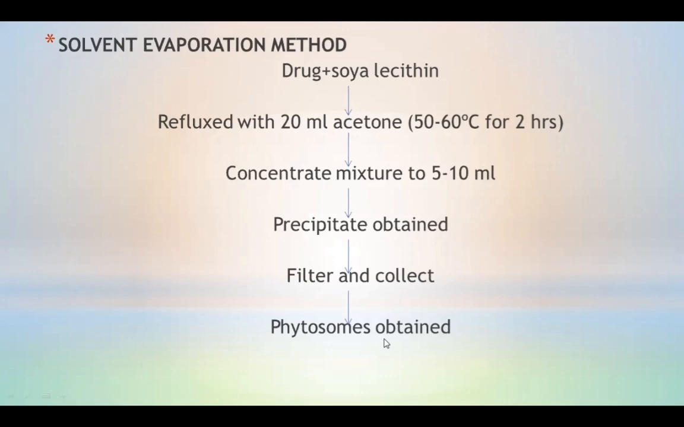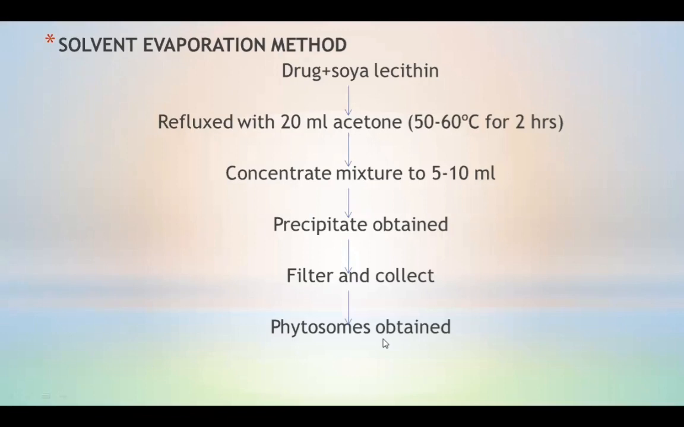First, we have to take the drug and soya lecithin into a 100 ml round bottom flask and reflux with 20 ml acetone at a specific temperature, about 50 to 60 degrees Celsius, for 2 hours, and then concentrate the mixture to 5 to 10 ml. When the mixture remains 5 to 10 ml, the precipitate will occur, and this precipitate will be filtered and collected. After collection, this precipitate is obtained as phytosome.